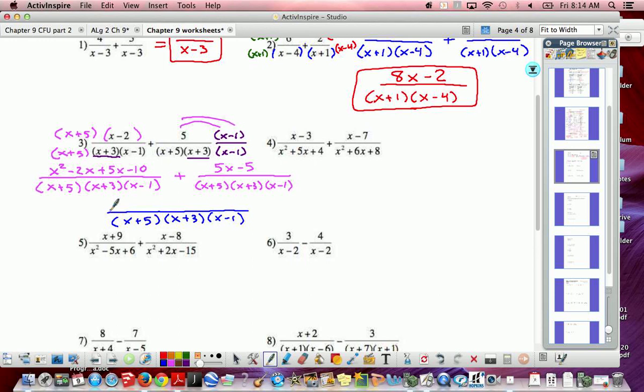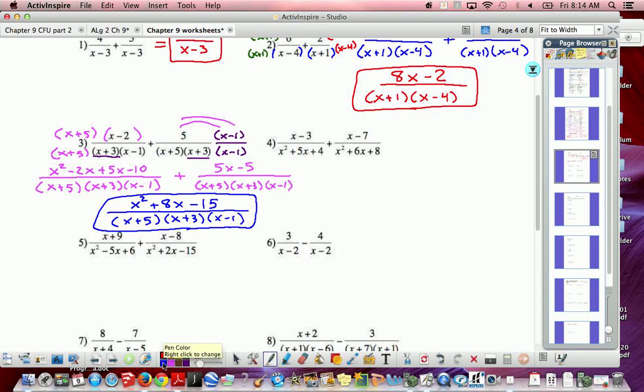And now I can combine like terms. Here's an x squared. I don't have any x squareds here, so it's just x squared. Negative 2x plus 5x plus another 5x, I believe, makes 8x. Negative 10 minus 5 makes minus 15. And we are finished.